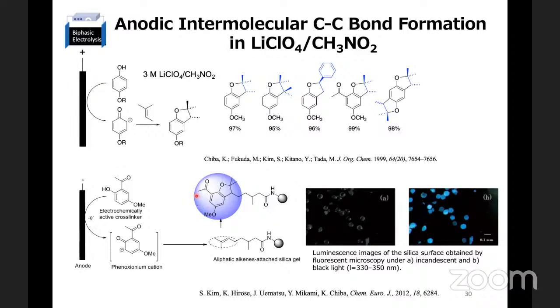The modified silica gel surface fluoresced as a result of electrolysis of methoxyphenol with an acetyl group in an electrolytic cell. This is important evidence that the phenoxenium ion generated by the electrolytic reaction reaches the silica gel surface and completes the 3+2 cycloaddition reaction.